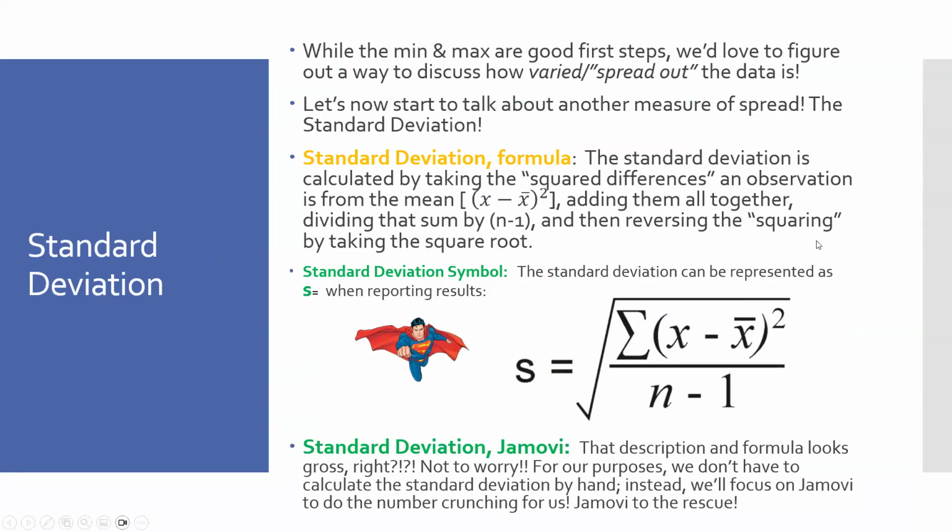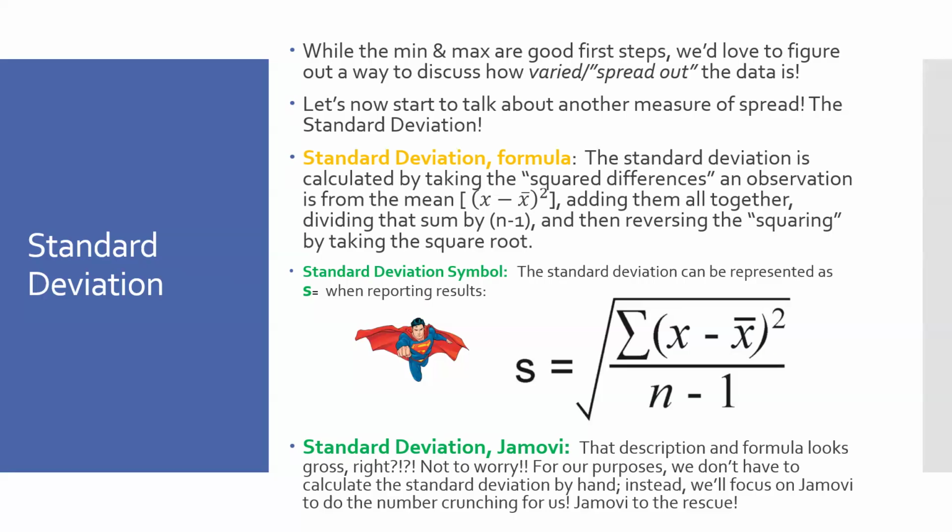Now, the minimum and maximum are good first steps. We also love to figure out a way to discuss how varied or spread out the data is. We don't know what the data could be even when we have the minimum and maximum. So another measure of spread is the standard deviation. All right, deep breath, you all. It's going to be okay. The standard deviation formula is taken by taking basically the squared differences an observation is from the mean, or that is, the squared deviations from the mean.